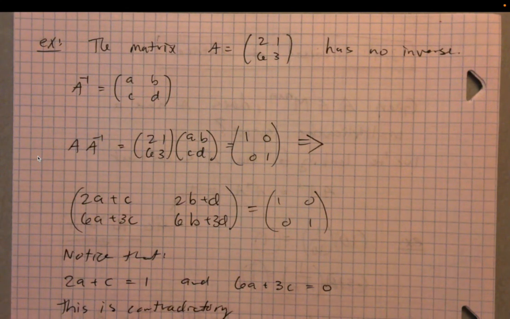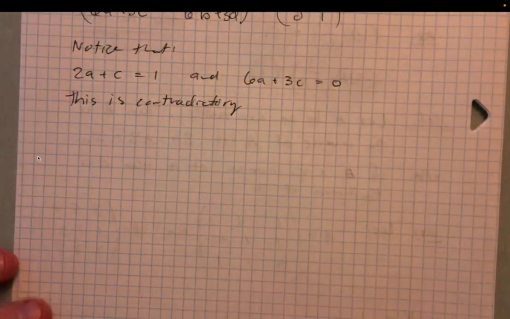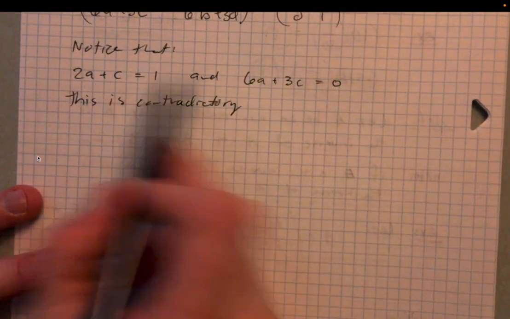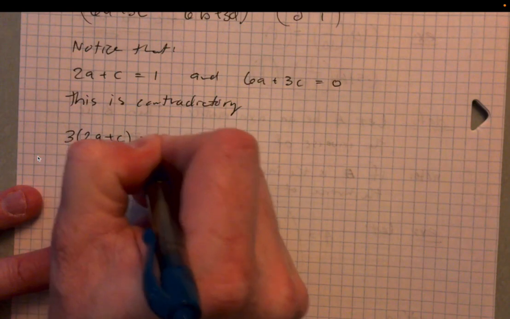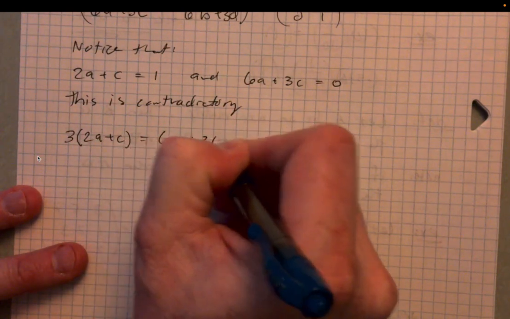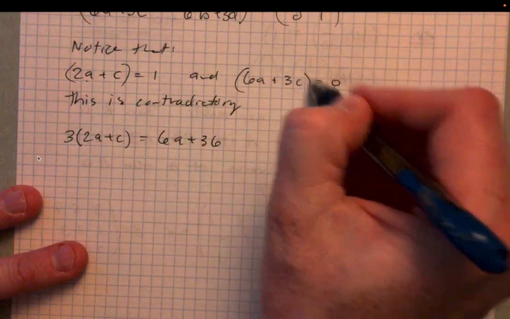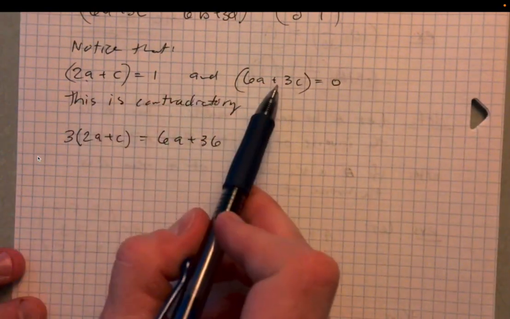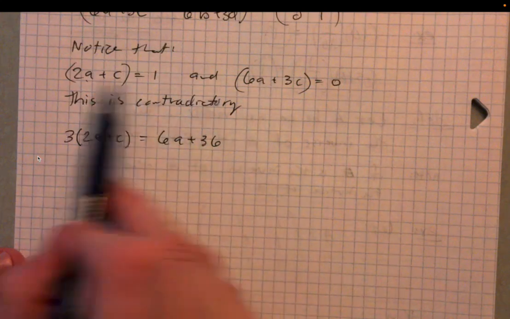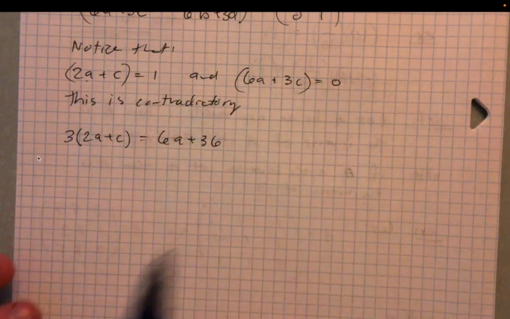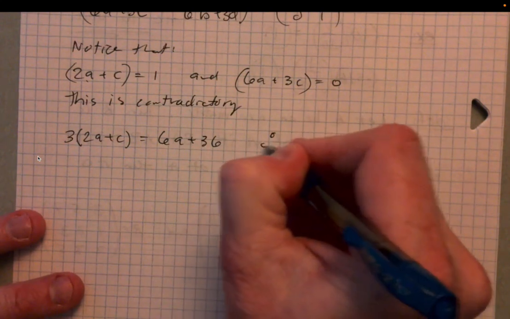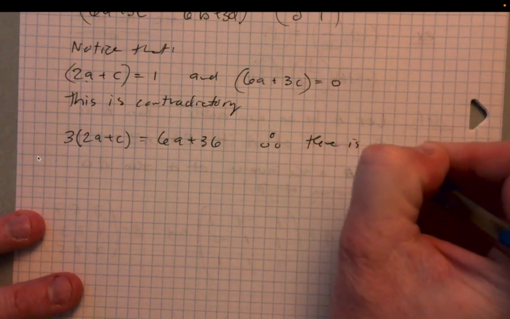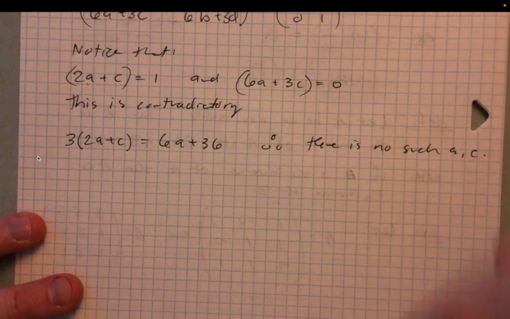Now, do we see why it's contradictory? Can anybody see why this is contradictory? Well, this is a scalar multiple, right? If I take 3 times 2A plus C, I get 6A plus 3C. This guy here is just 3 times this guy here. So there's no A and C that's going to make this 1 and this 0 simultaneously. We can see it easily because one is a scalar multiple of the other. So therefore, there is no such A, C.